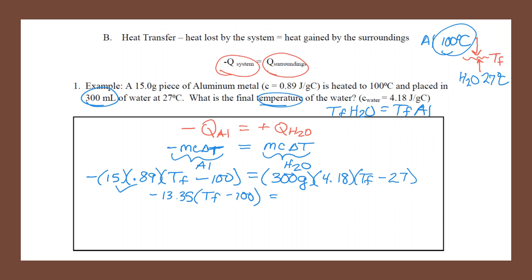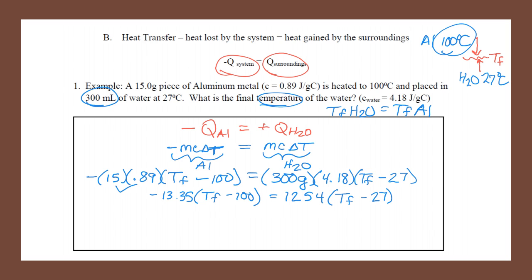Just clean up everything as much as you can to make the math as easy as possible, because we are going to have to combine like terms on the same side of the equation. So now I'll do 300 times 4.18. That's 1,254. And we'll leave TF minus 27 in parentheses.